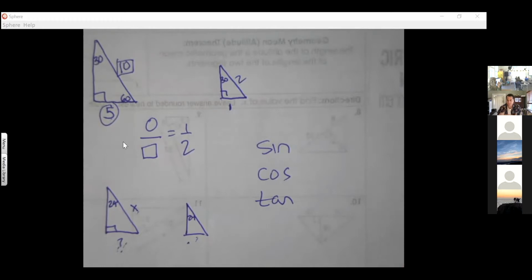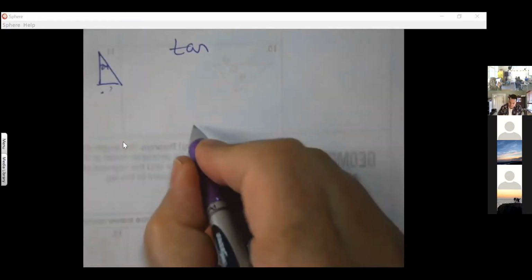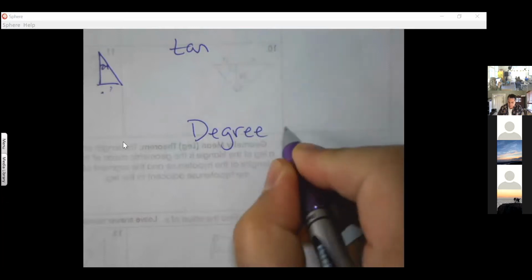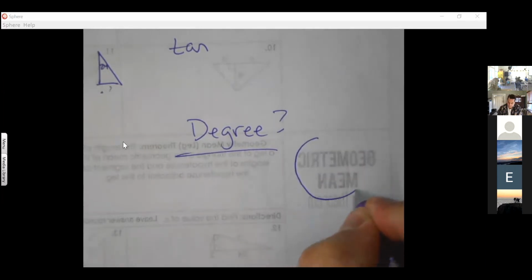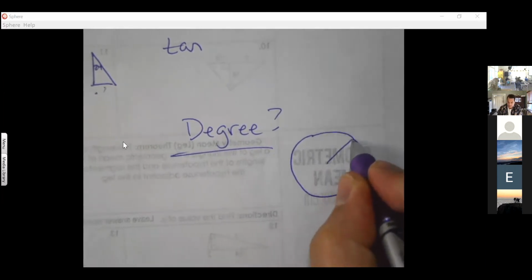Before we go there, we have to talk a little bit about what a degree is. What is a degree? And I am referring to angles here, not temperatures. What do you think? What's a degree? The measure of an angle, the unit for the measure of an angle. Okay, good. It's how we measure angles, isn't it?